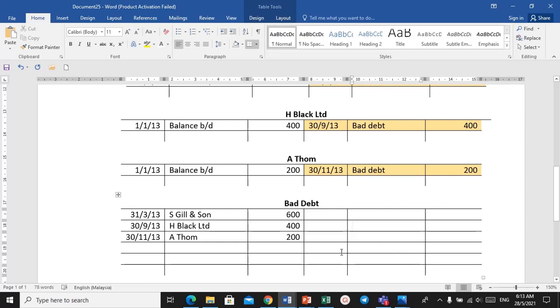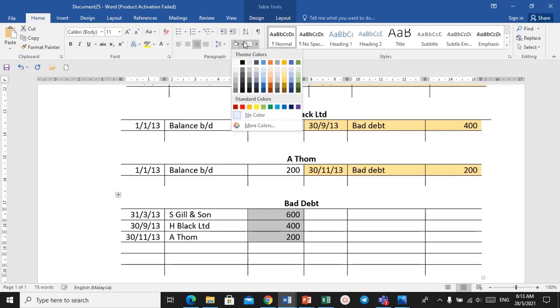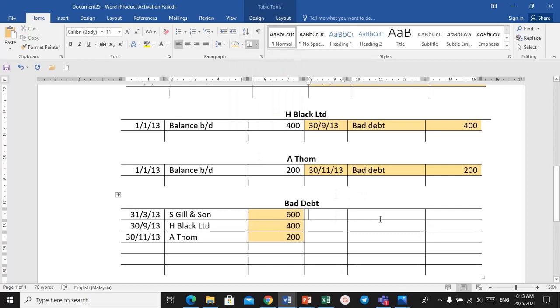So if you have 3 bad debtors in your business, you need to do those 3 entries also. Okay. So next would be to close. Next is to close the bad debt account.